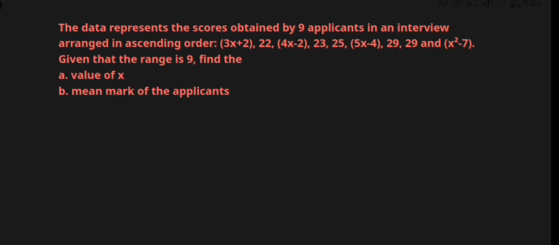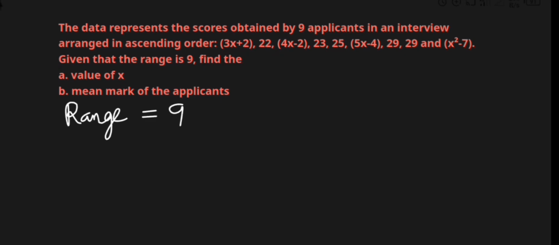The data represent the scores obtained by 9 applicants in an interview arranged in ascending order. And given that the range of the data is 9, we have to find the value of X and the mean mark of the applicants. To solve a problem like this, it is important to note the stuff given. So we're given 9 different scores and the range of the scores. Now the range is 9.